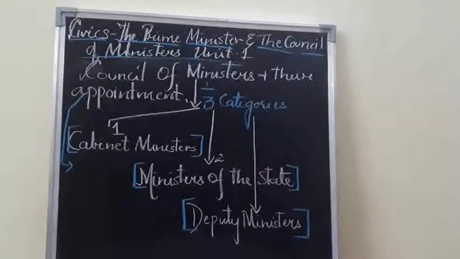So the 3 categories of ministers are: the first one, Cabinet Minister, they are the first category; the Ministers of the State, they are the second category; and the third category is the Deputy Ministers. So the Cabinet Ministers play a vital role. They advise the Prime Minister, they prepare the presidential speech, and so on and so forth. We shall learn about it in great detail. First, we need to know how the Cabinet Ministers are appointed.